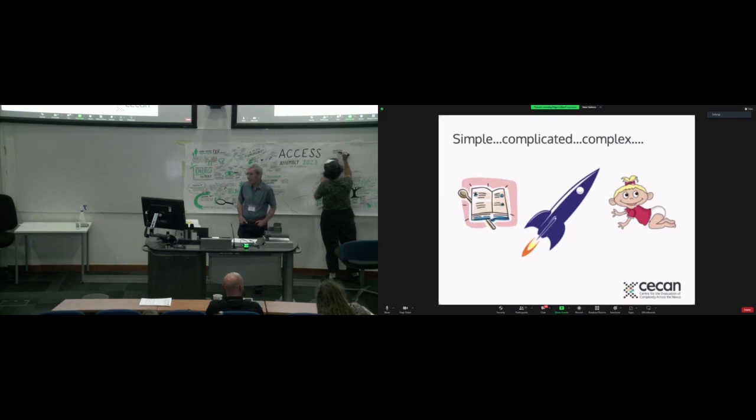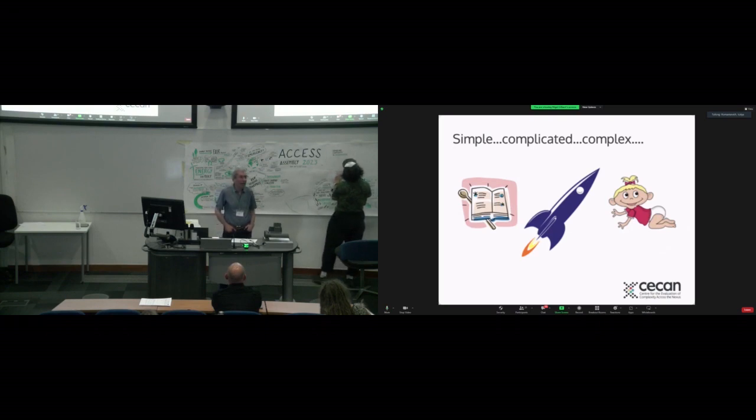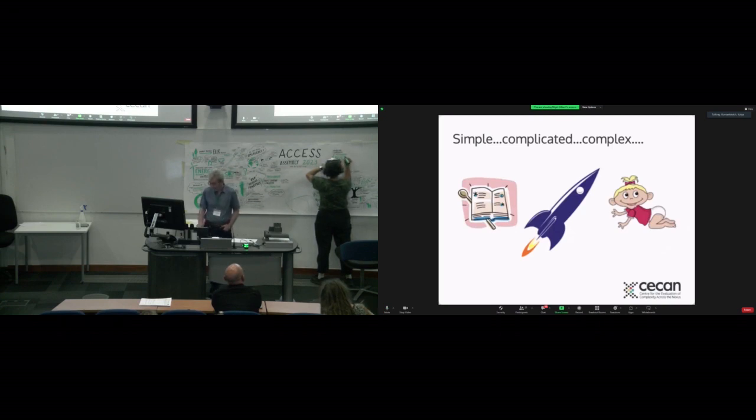That's simple. Let's now suppose you're a rocket scientist building a rocket. There's a lot that goes into a rocket, a lot of physics, a lot of engineering, a lot of bits. That's complicated. And then suppose that you're bringing up a child. Well, as the saying goes, children don't come with user manuals. That's complex. There's no real recipe about how to bring up a child, and you can't really anticipate what that child is going to turn into when it's born. That's typically an example of what I mean by complex.